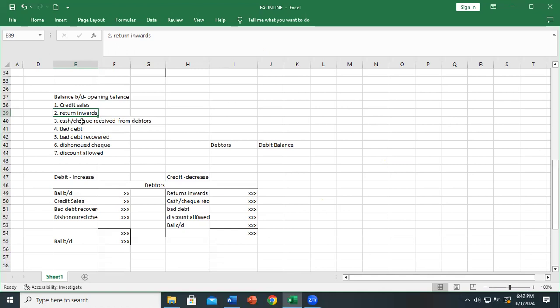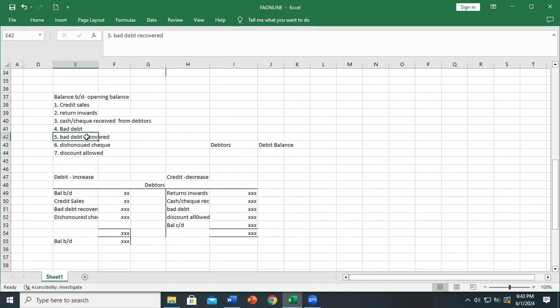The next one, which is very simple, is cash or check received from debtors. When you receive money from your debtors, it means their balance is decreasing because as they pay money, their debt will reduce. The next one is bad debt. And bad debt, as we have been singing to your ears for the past few months, means that the debt cannot be redeemed. So the business wants to cancel it or write it off. So if you are writing off a debt, it means the debt is going to decrease.